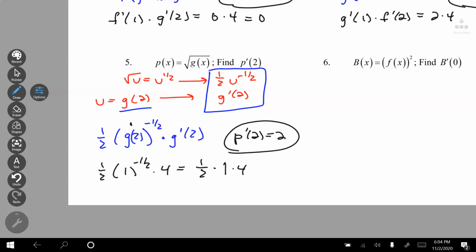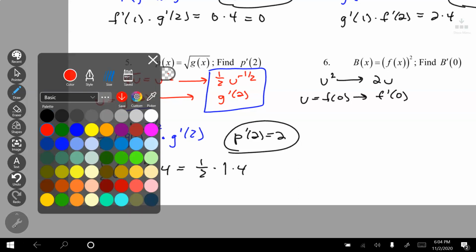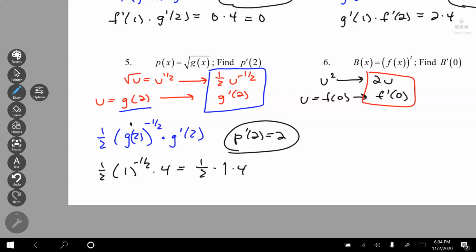Same thing for this next one. The outside function is something squared, so the derivative is 2 times something, and u is equal to f of x, or excuse me, not f of x. Actually, f of 0 is the x I'm using, so I have to do f prime of 0. And I multiply the box. I get 2 times, not u, but f of 0 times f prime of 0. So I have to go back to the table to find all this stuff.